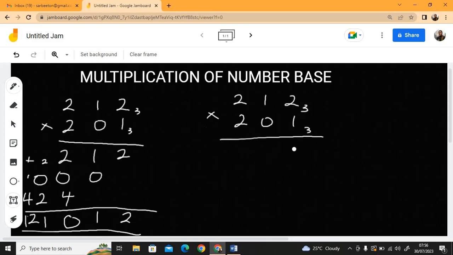1 times 2 is less than 3, so you can write it. 1 times 1 is 1. 1 times 2 is 2. 0 times 2 is 0. 0 times 1 is 0. 0 times 2 is 0. Now 2 times 2 is 4, but you don't just write 4. You say 2 times 2 is 4, so you divide it by 3. 3 goes in 4, that is 1, remainder 1.